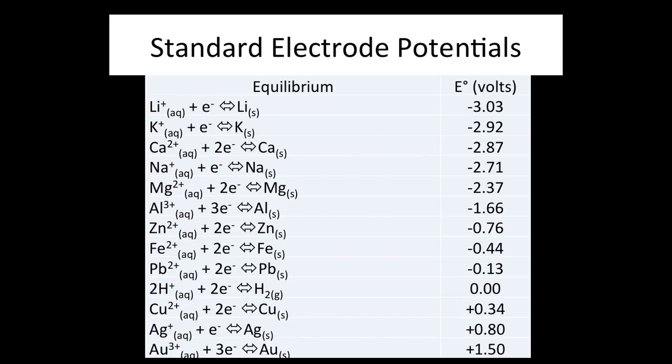Towards the bottom, the species are less likely to give up their electrons and become stronger oxidizing agents, more likely to accept electrons. Au3+ aqueous is the most powerful oxidizing agent shown here.